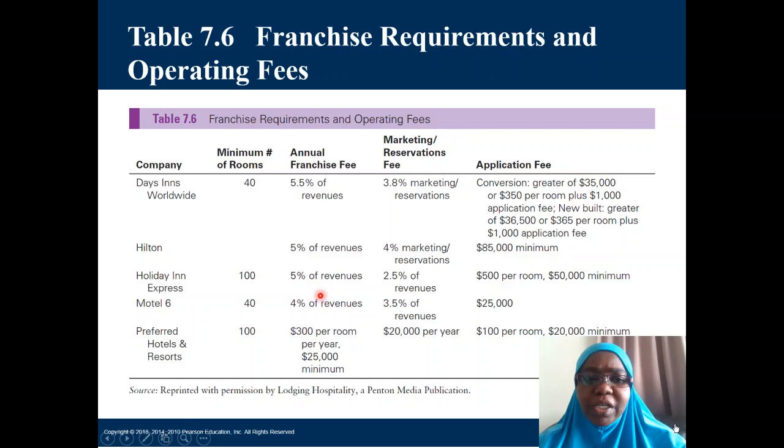Holiday Inn Express, 5% of revenue. Preferred Hotels and Resorts is $300 per room per year, $25,000 minimum. So all these are just some companies and their annual franchise fees.